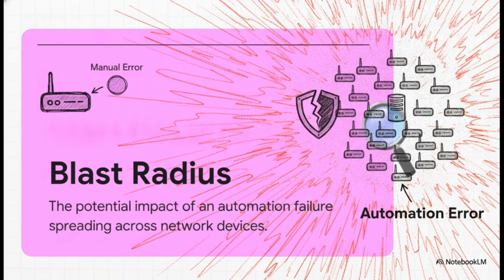And that introduces this crucial concept of the blast radius. If you push a flawed configuration to a single router manually, well, your blast radius is just that one router. But if your script pushes that exact same flaw to 500 routers simultaneously, boom, your blast radius is the entire company. Risk management is literally all about containing this blast radius.